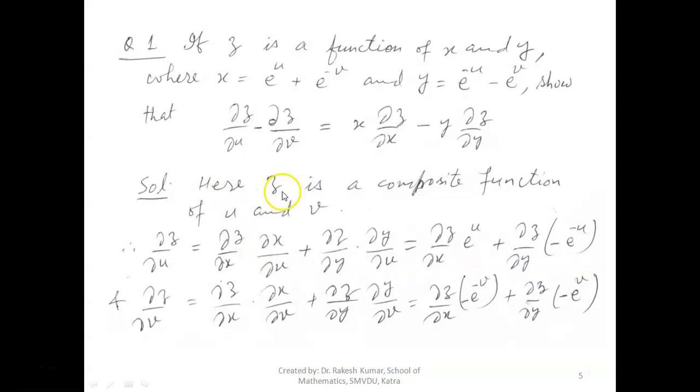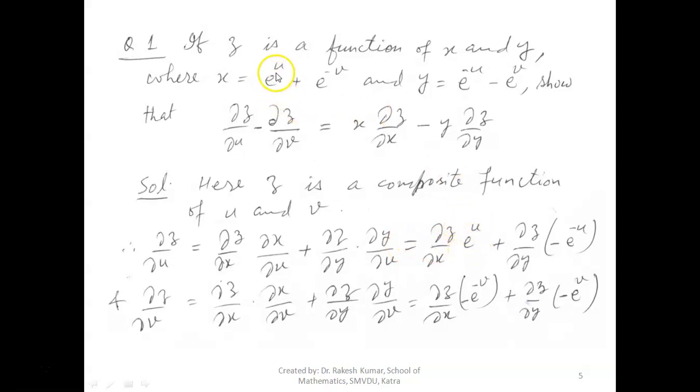We can see from here that z is a composite function of u and v. z is a function of x and y, which are again functions of u and v. So z is a composite function of u and v. Therefore, we will use the formula for that. ∂z/∂u can be written as ∂z/∂x into ∂x/∂u plus ∂z/∂y into ∂y/∂u, and then ∂x/∂u and ∂y/∂u are obtained like this.